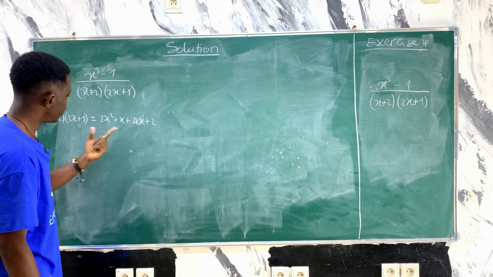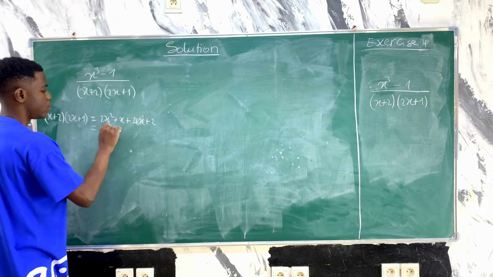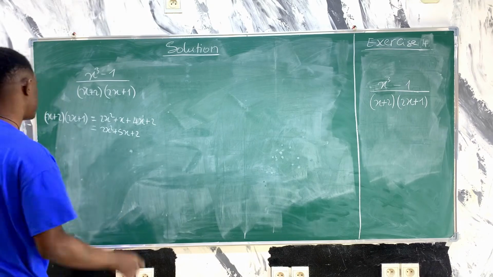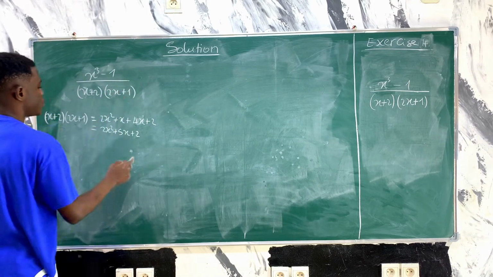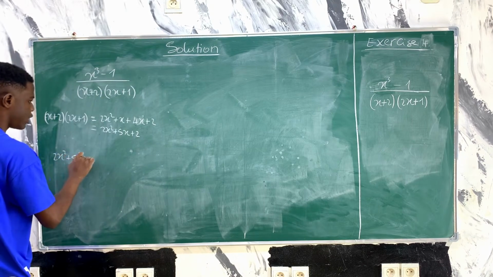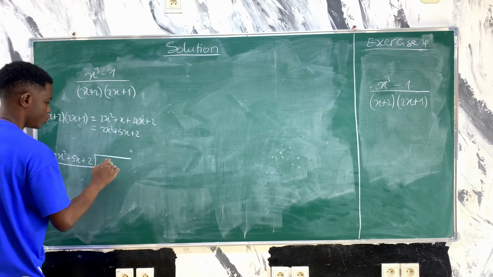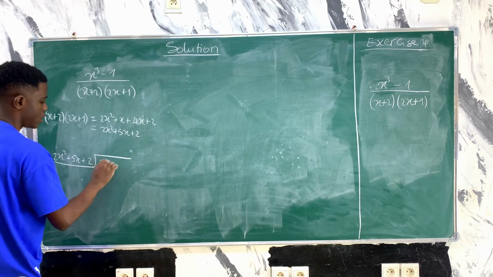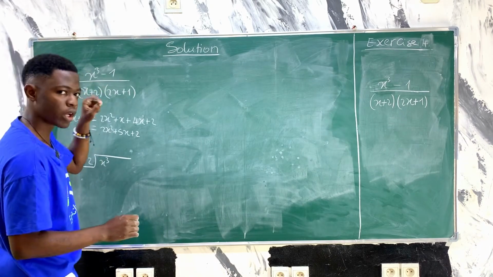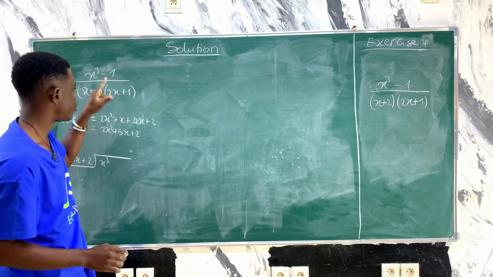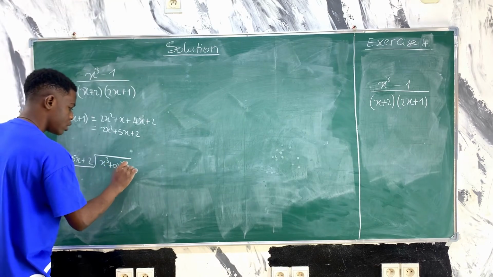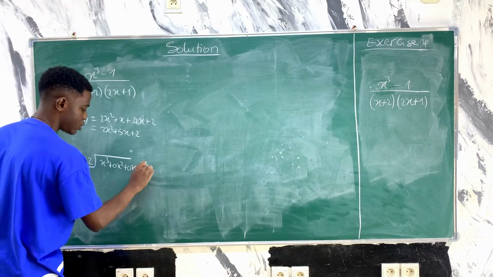When I expand it like this, I can put like terms together. I'll have 2x squared plus 5x plus 2. So with this, I can now do the long division: x cubed minus 1 divided by 2x squared plus 5x plus 2. To do long division, if there's no x squared, you put 0x squared, and if there's no x, you put 0x before the 1. So here it's going to be x cubed plus 0x squared plus 0x minus 1.